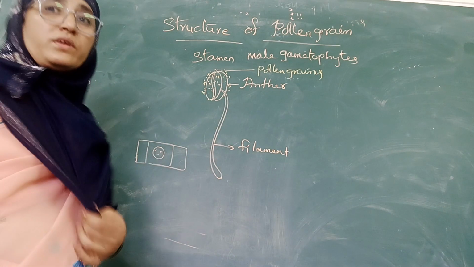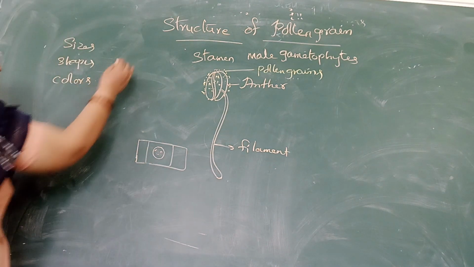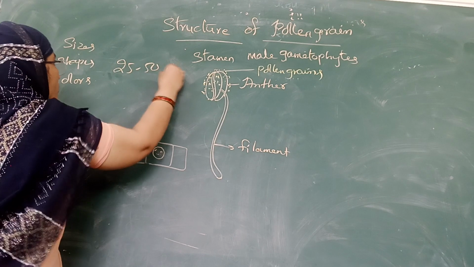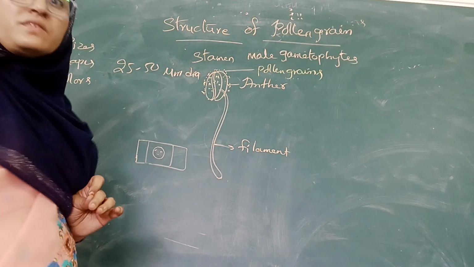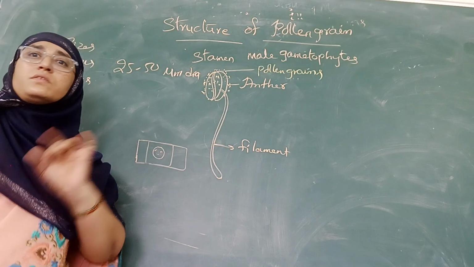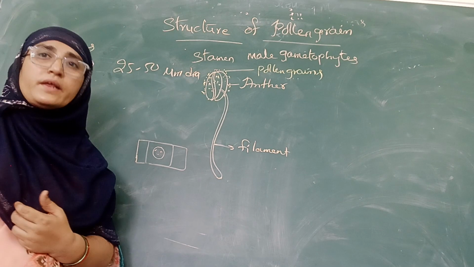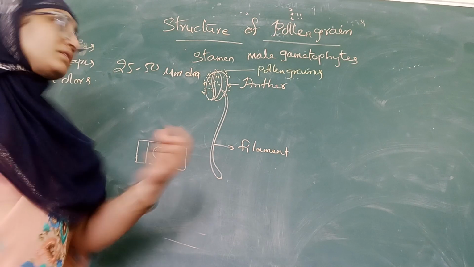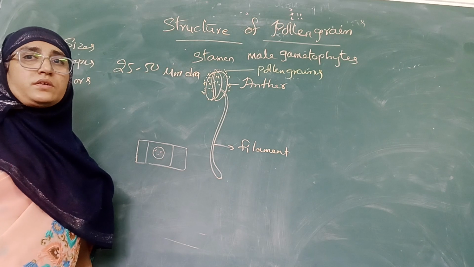Now, what is the size of this pollen grain? The size of pollen grain is 25 to 50 micrometers in diameter. That much small it is. It is a microscopic structure. The male gametophyte is a microscopic structure, ranging from 25 to 50 micrometers in diameter.